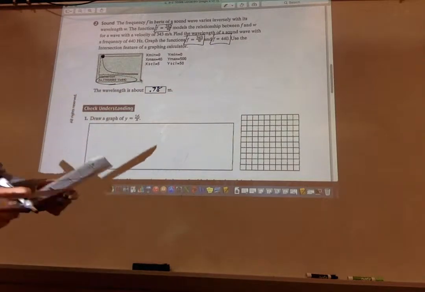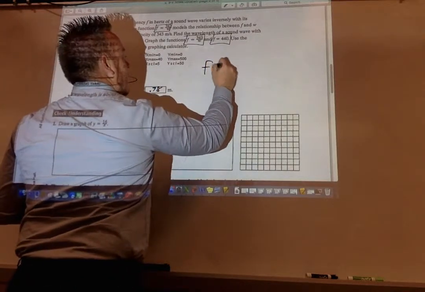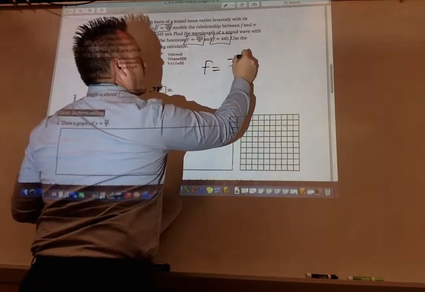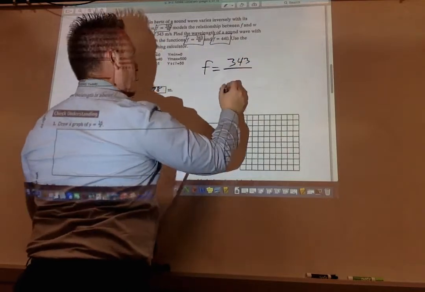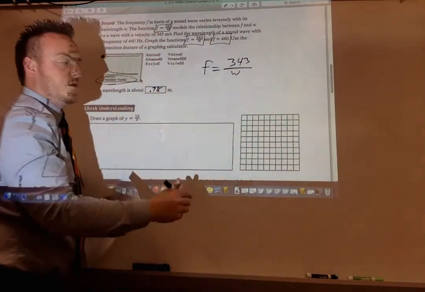The other way of doing this, though, is to plug it in. So if you say F is equal to 343 over W, the F is 440.